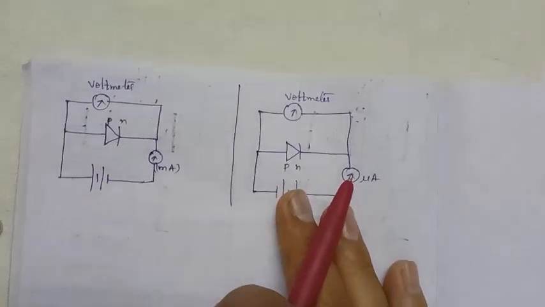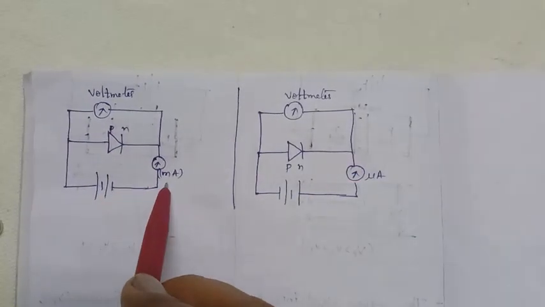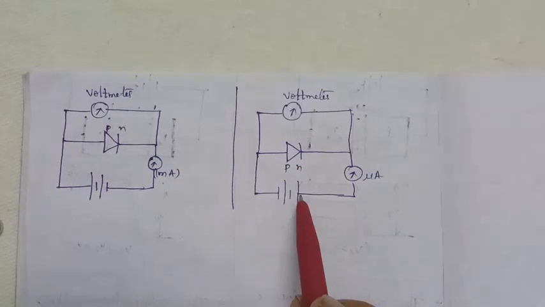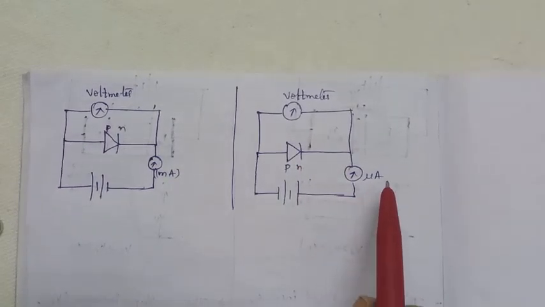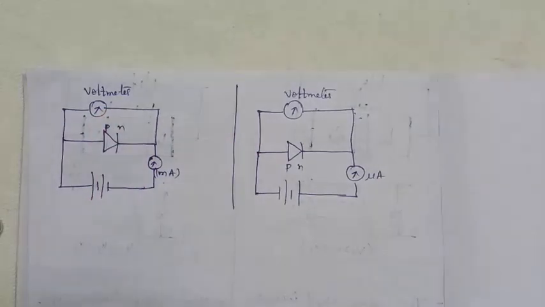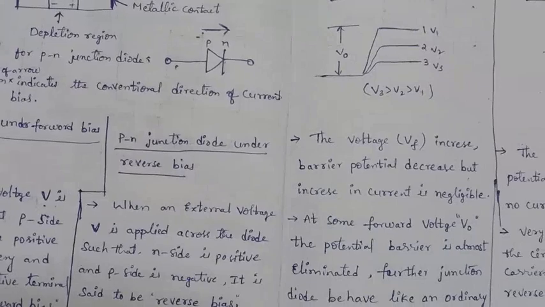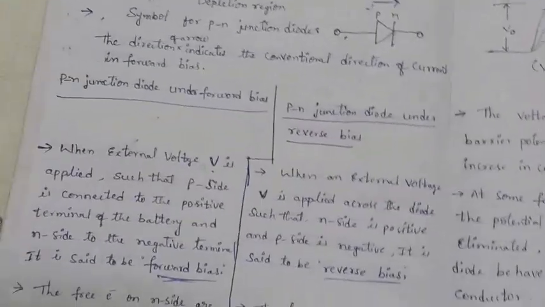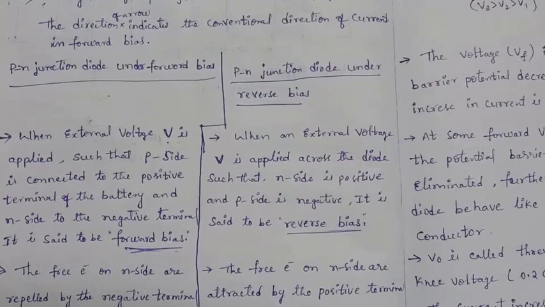So it is the connection. It is a PN junction diode. In forward bias, P is connected to the positive through a milliammeter, and in reverse bias, N is connected to the positive through a microammeter. By using a microammeter we can measure the current, and by using a voltmeter we can measure the voltage. So this is about the VI characteristics of the PN junction diode, and also how to change the depletion region by applying forward bias and reverse bias.